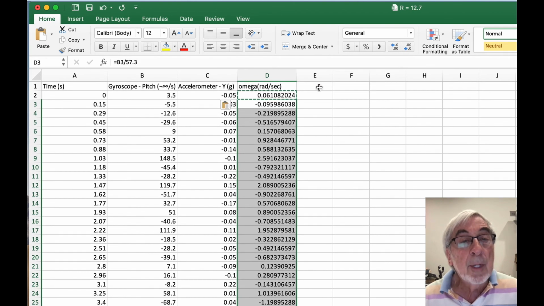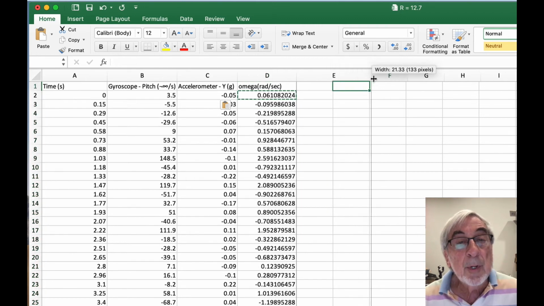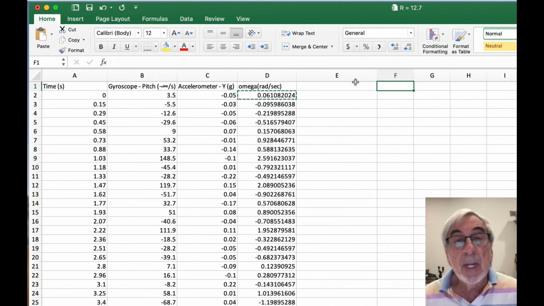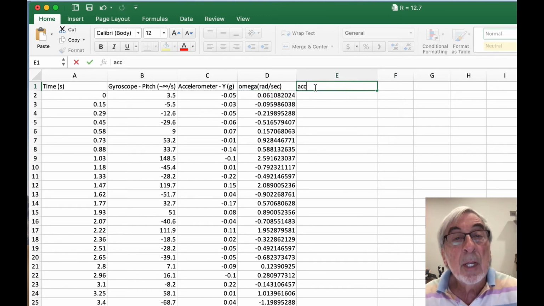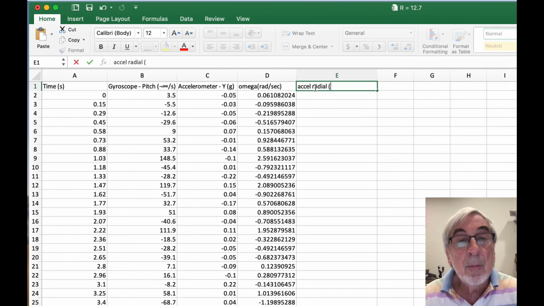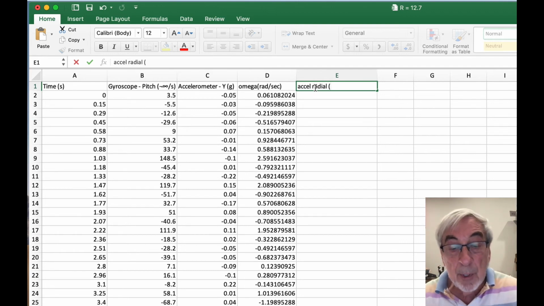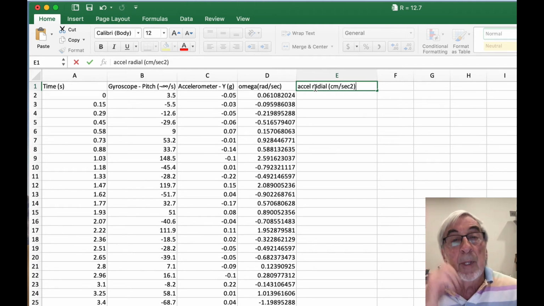Now I want to convert the accelerometer data from units of G to units of meters per second. Well, actually, I want to do it in centimeters per second. So this is going to be the radial acceleration. And I want that not in values of G, but in centimeters per second squared. That's a nicer number because then the curve fit will give me the number in centimeters to give me a comparison with the radius.